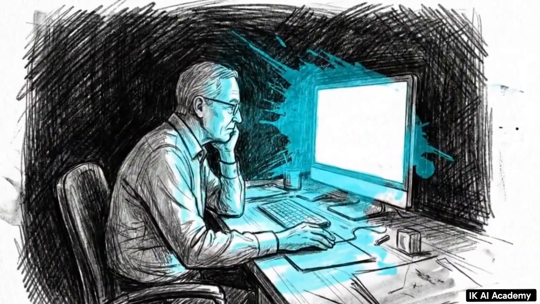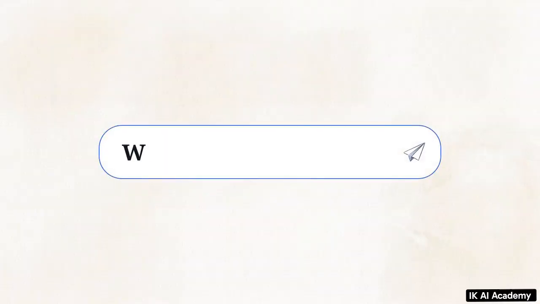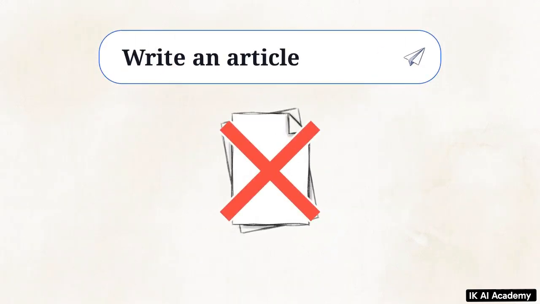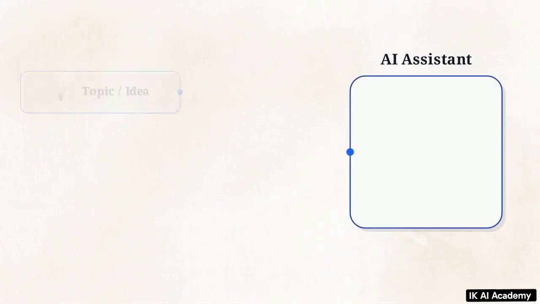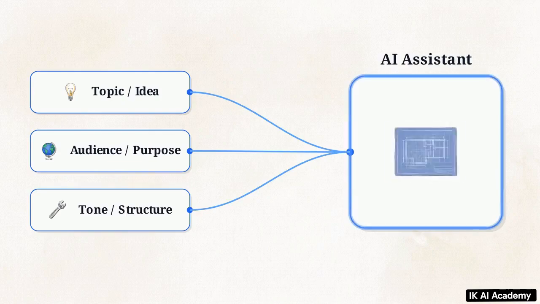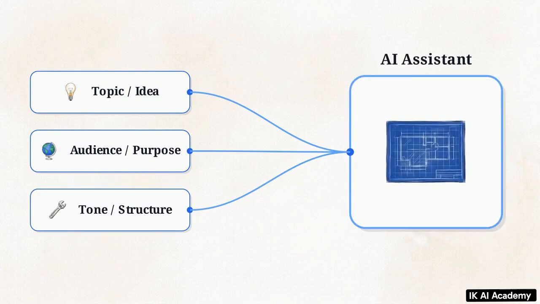Writing a single article, a video script, or a full week's worth of social media posts takes hours of manual work. To speed this up, people often type a simple one-sentence request into an AI tool, expecting a perfect finished product on the first try. To get usable results, you have to treat AI differently.